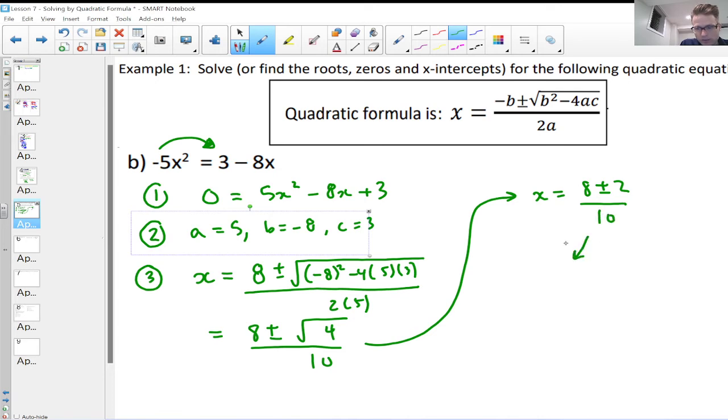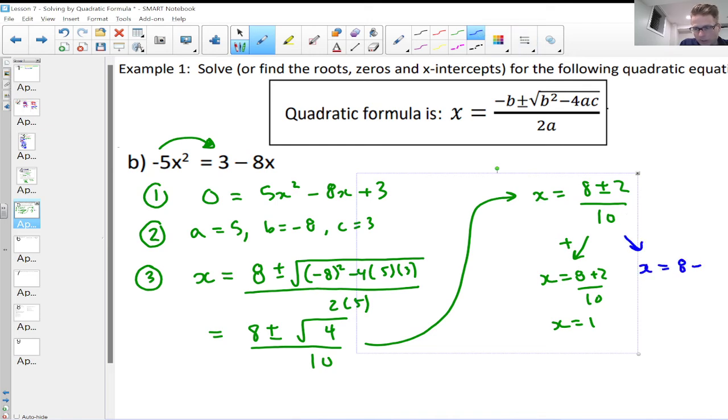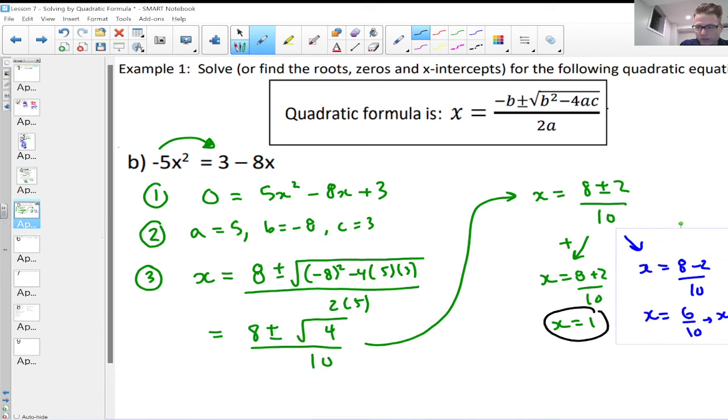So I'll get two answers. Here's the plus one. x is equal to 8 plus 2 over 10. x is equal to 10 over 10, which is just 1. The other answer here is going to be x is equal to 8 minus 2 over 10. x is equal to 6 over 10, which is really x is equal to 3 over 5. And so these are my two answers. My two answers are 1 and 3 over 5. Beautiful.